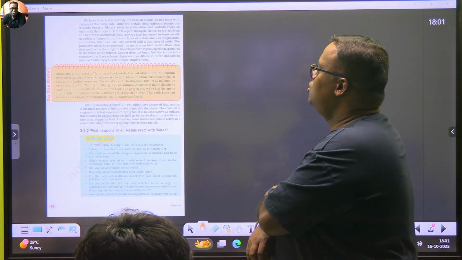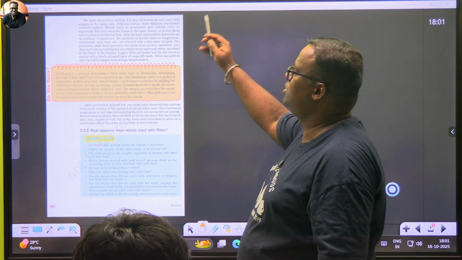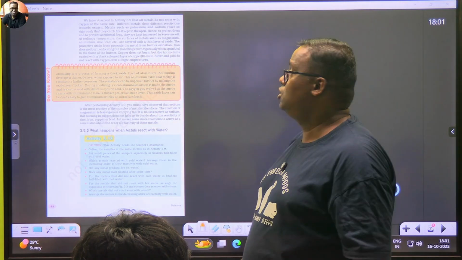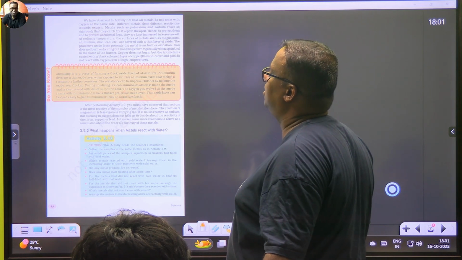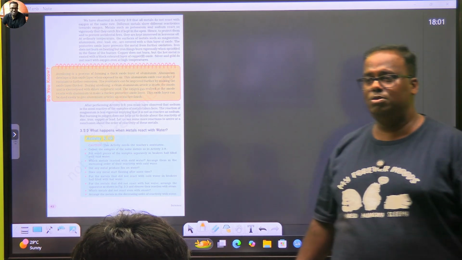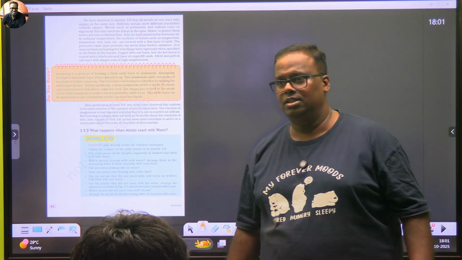Okay, hence to protect them from accidental fires they are kept in kerosene oil. This is the story of sodium. At ordinary temperature, surfaces of metals such as magnesium, aluminum, zinc are covered with a thin layer of oxide. Always remember, zinc. That's the reason.